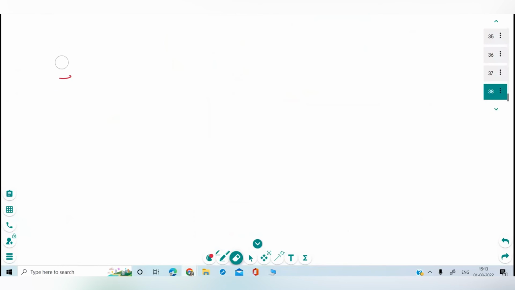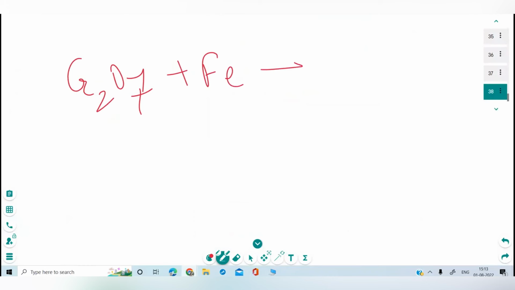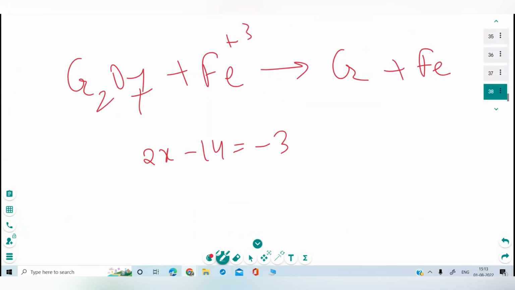Like you said, okay, let's take +3 and then do it. Okay, let's do it this way. Cr2O7 plus Fe. This time I am assuming it is +3. So the equation will become 2x minus 14 minus 3, because this is +3, so this will become -3, correct? That's what your question is. 2x will be -3 plus 14. This will be how much? 14 minus 3 is 11. X is how much? 11 by 2.